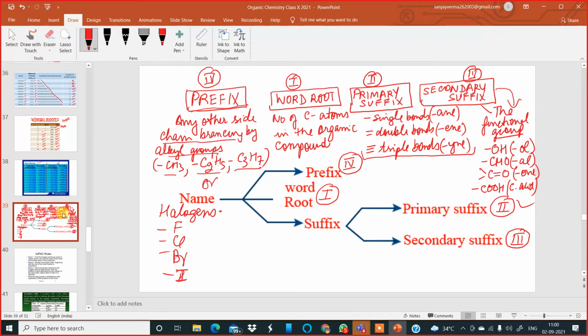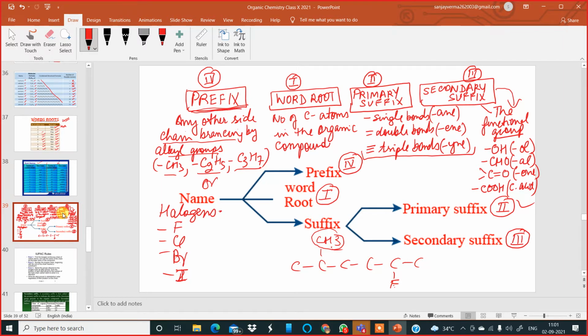If there is a carbon-carbon chain like this, a long chain, and somewhere suddenly there is a branching over here, and there is a methyl group, so this is an alkyl group, no? So whenever there is any branching by a methyl group or a halogen, say fluorine, bromine, iodine, this is also a branching. So the naming of these branched groups comes under prefix.